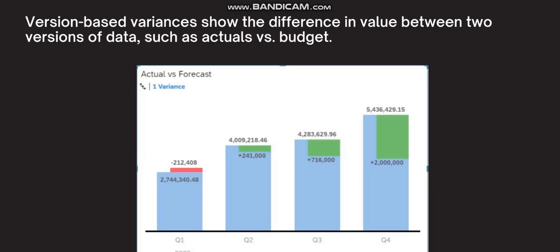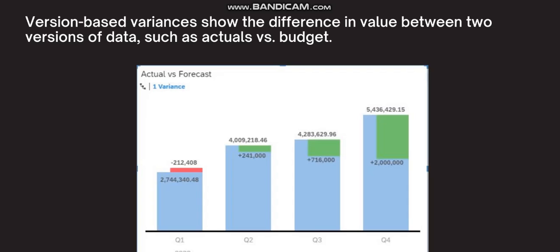Version-based variances show the difference in value between two versions of data, such as actuals versus budget. By default, negative variances display in red and positive in green, but for expenditures it makes more sense to invert the colours, as we have in the example above. This makes it easy to see that the consistent variance between actuals and budgets is not a good thing.